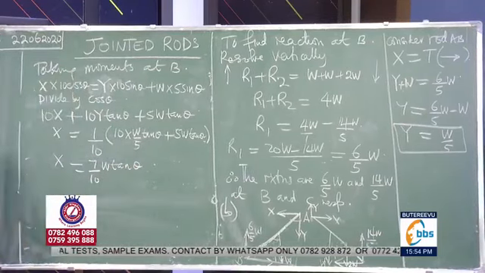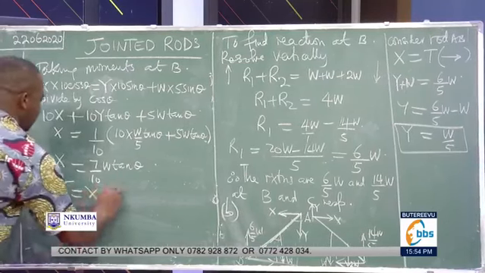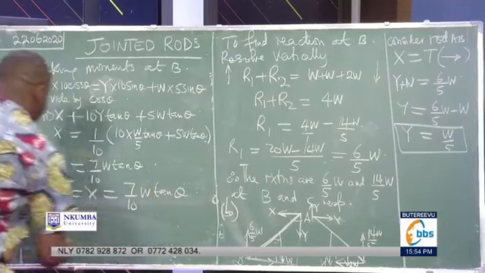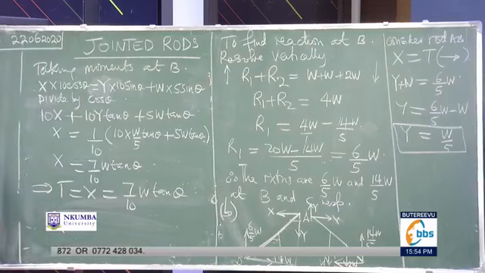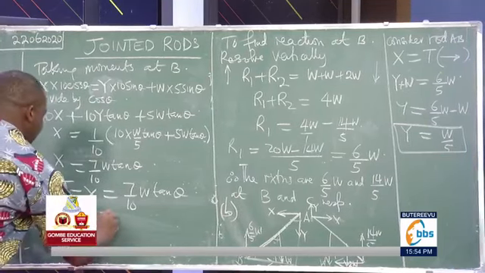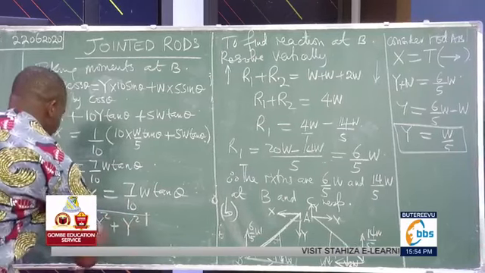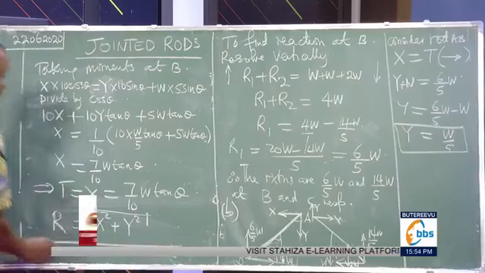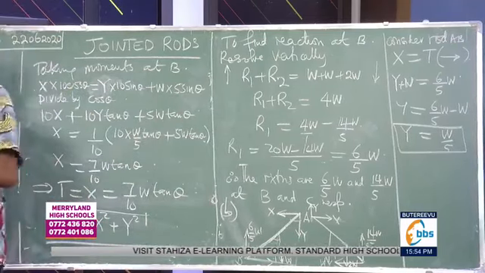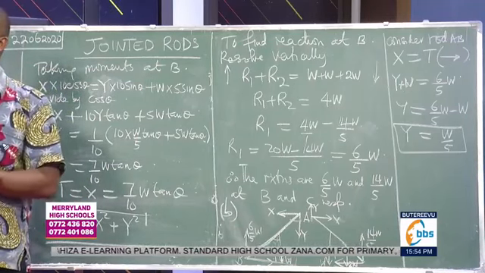As we wind up, we can conclude that the tension is equal to X, and therefore is 7/10 W tan theta. And the reaction which they want, finally, you get it by squaring X and Y and taking the square root. If you do that, you will be able to prove that expression. I want to thank you for attending the lesson and wish you a very good day.